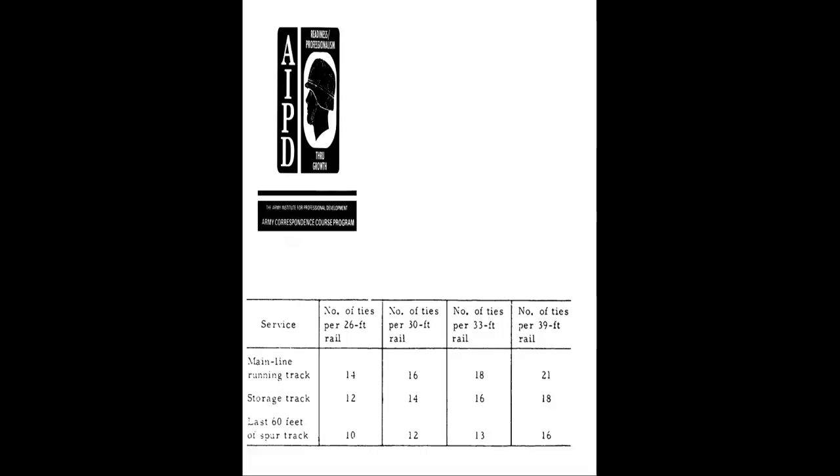Mainline running track: number of ties per 26 foot rail, 14; 30 foot rail, 16 ties; 33 foot rail, 18 ties; 39 foot rail, 21 ties. Storage: 26 foot rail, 12; 30 foot, 14 ties; 33 foot, 16 ties; 39 foot, 18 ties. Last 60 feet of the spur track: 26 foot rail, 10 ties; 30 foot rail, 12 ties; 33 foot rail, 13; 39 foot rail, 16.